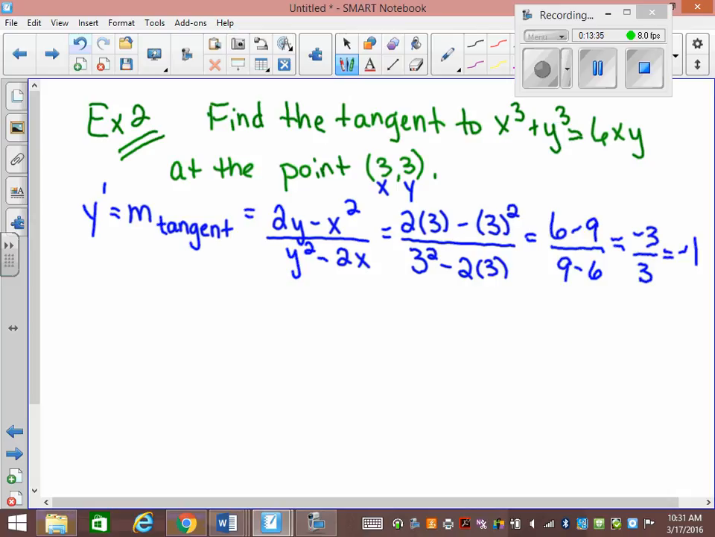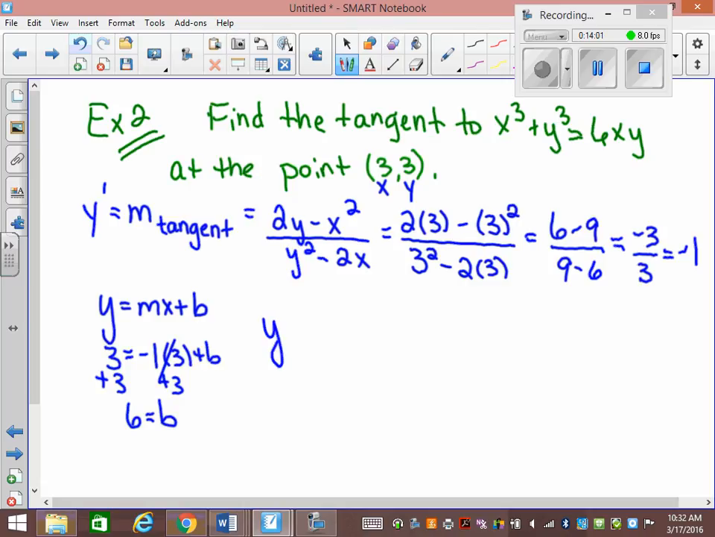Then you do the exact same steps as you would have done before. y equals mx plus b. I have my tangent slope. I have my point. Plug them in. Solve for b. 3 equals negative 1 times 3 plus b. Add 3 to both sides. 6 equals b. So my equation of my tangent is y equals negative 1 x plus 6. All right, so not too bad.